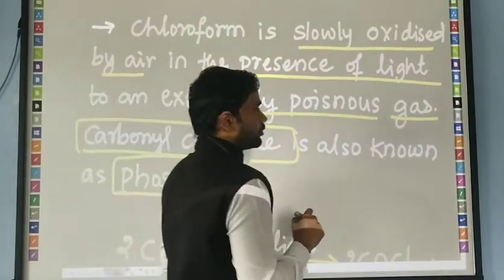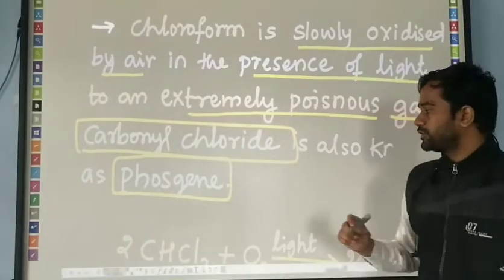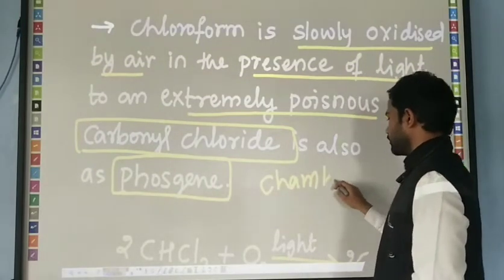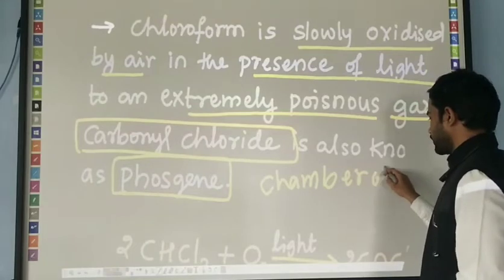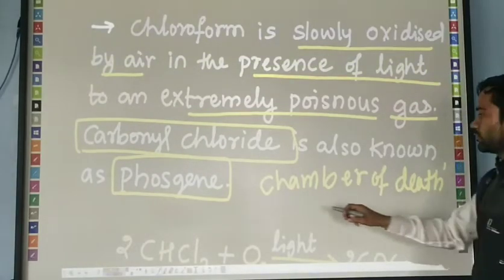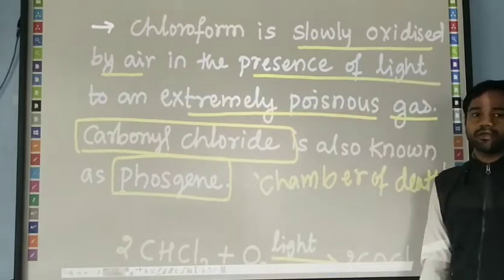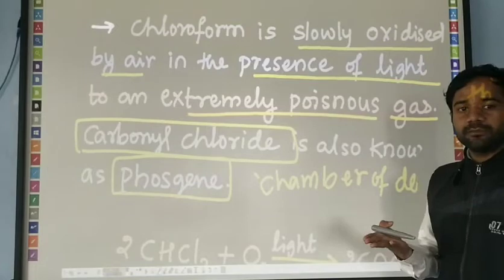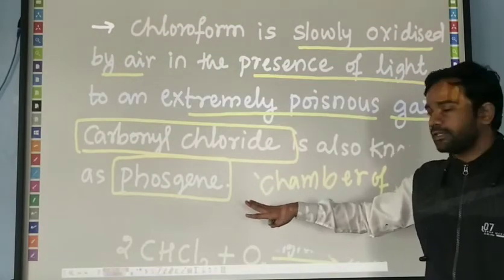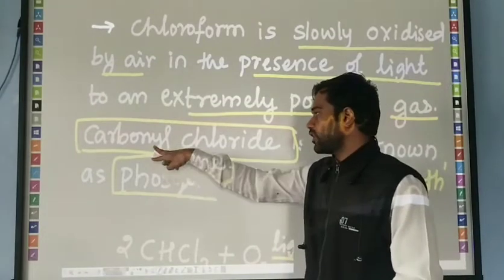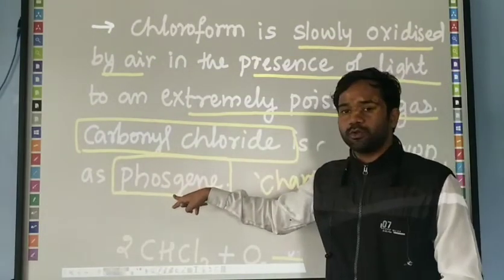Okay, this is one of the most dangerous gases which was used in the chamber of death. I think you heard this one in our history textbooks. Some people will tell us that Hitler killed the Jews by filling the chamber of death with it, and the name of the gas is carbonyl chloride, that is known as phosgene.